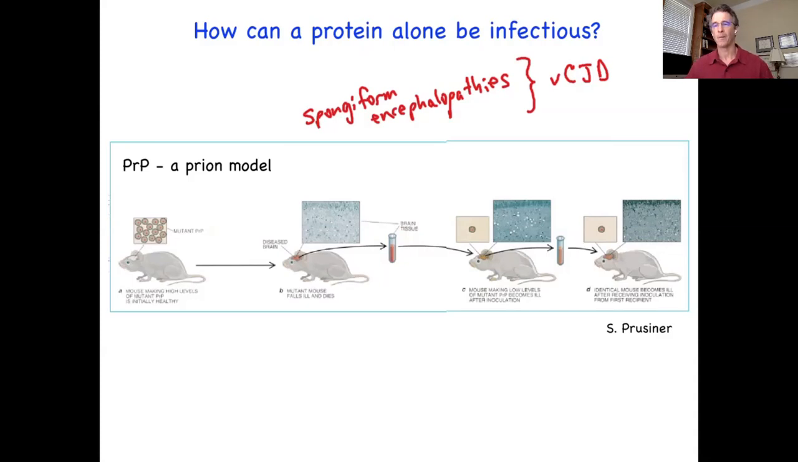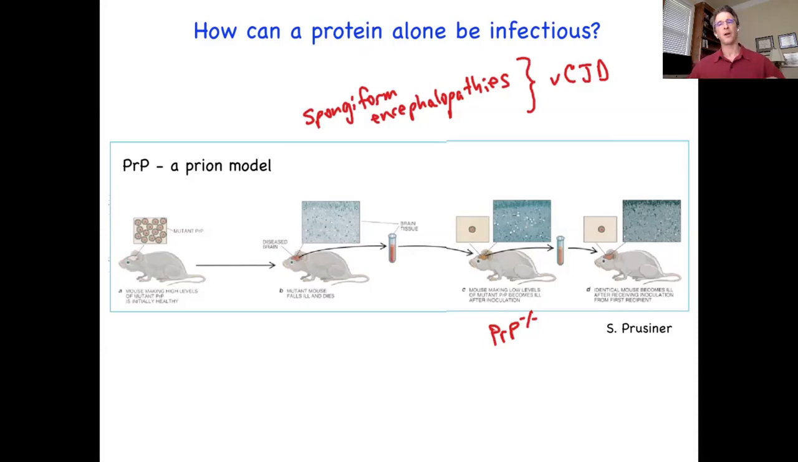Here's the even wackier part. If the mice that you inject the brain homogenate into, if you engineer these mice so that they are PrP homozygous null for the endogenous protein, they're immune. They never get the disease, right?